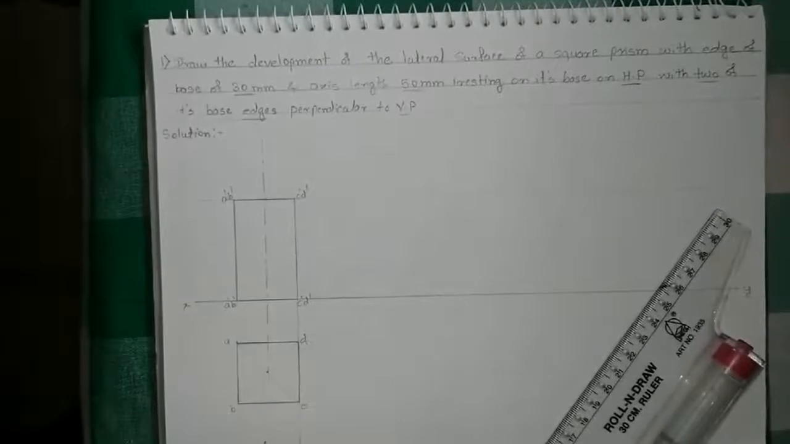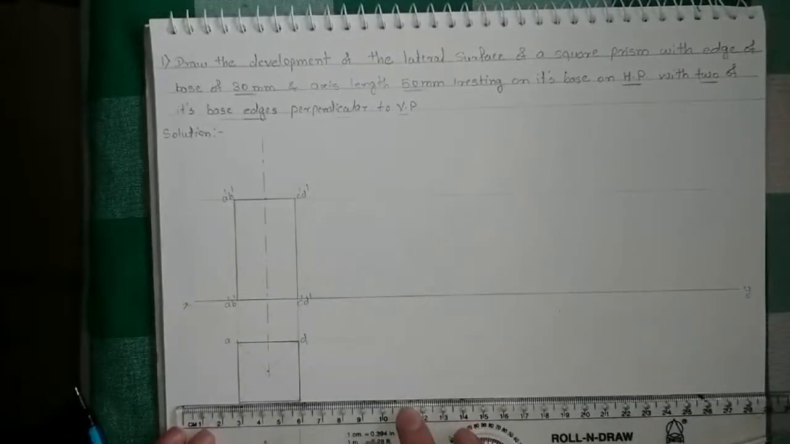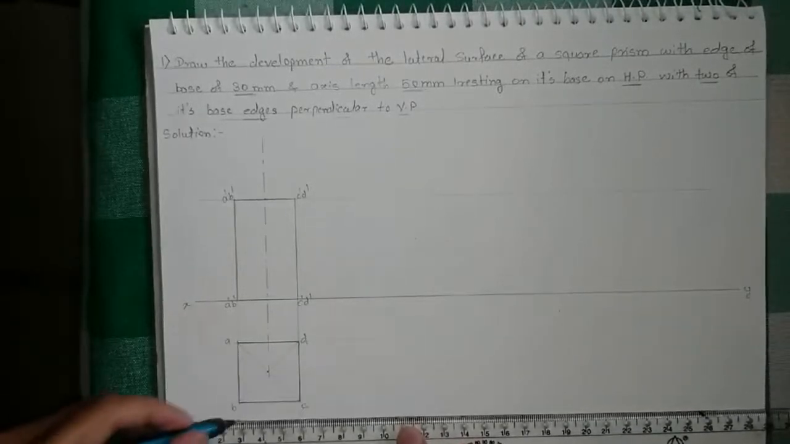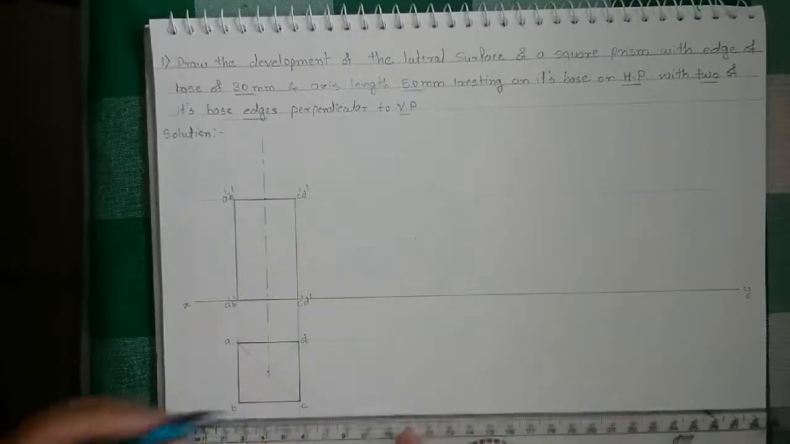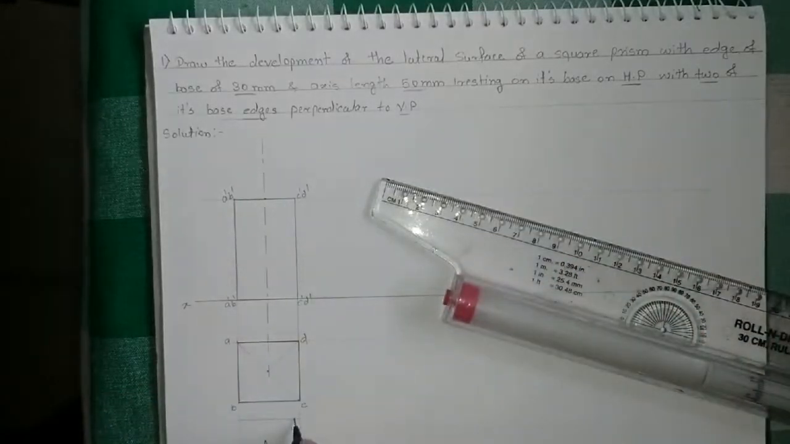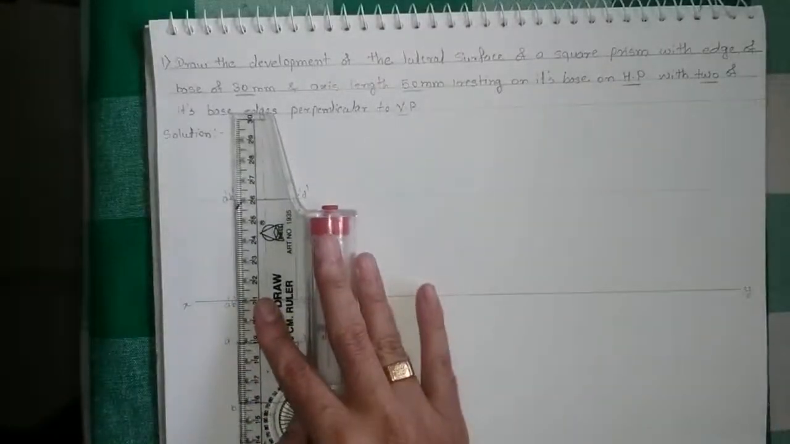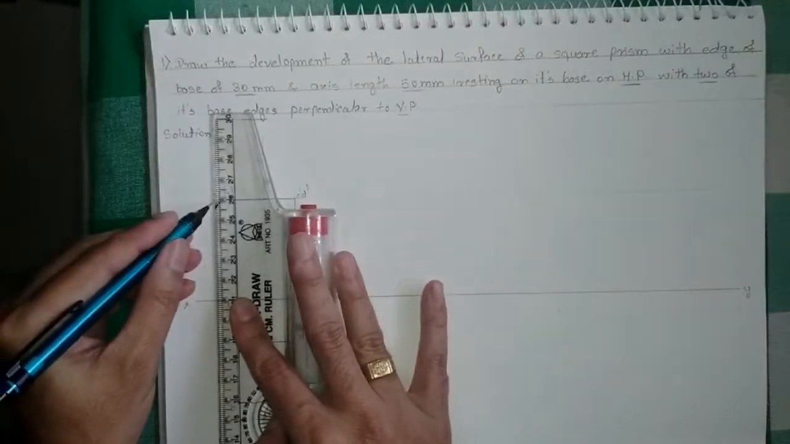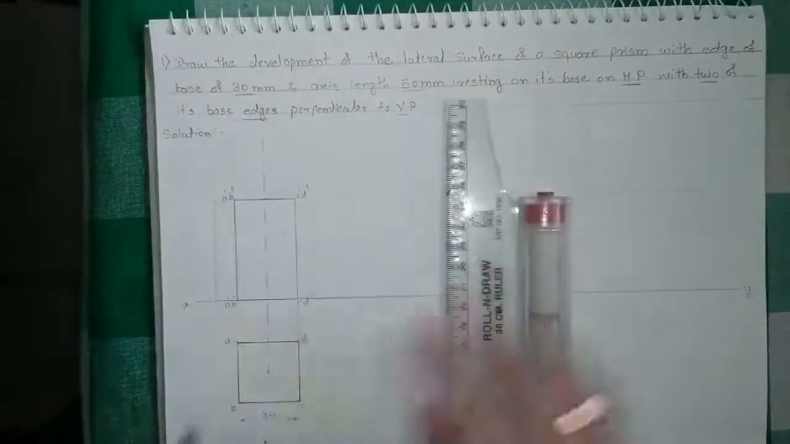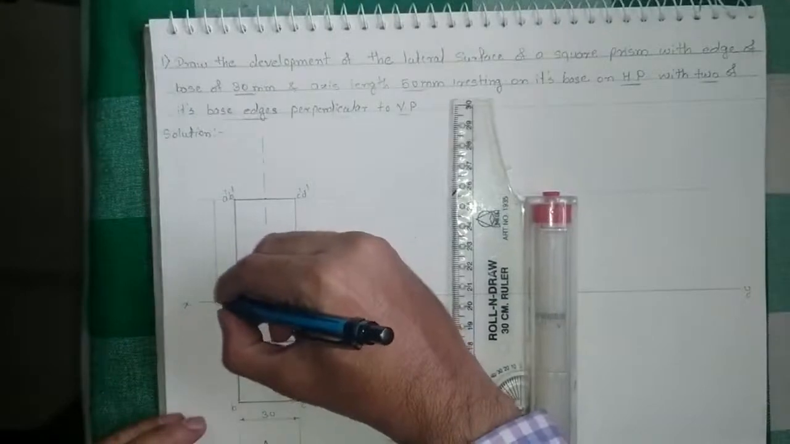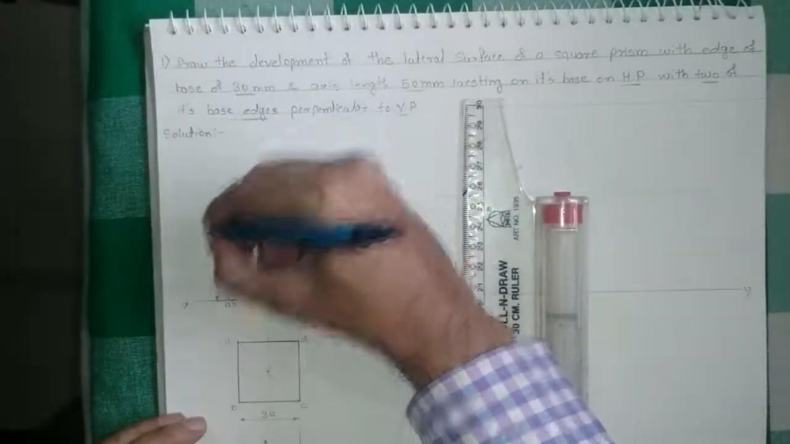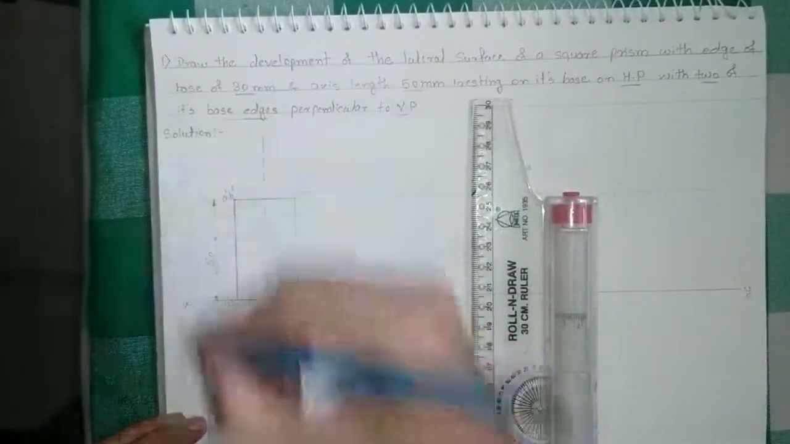Now continue. Dimensions are necessary, so draw a horizontal line with small arrows. The square prism base edge is 30 mm and the axis height is 50 mm. The axis height is given over here. This is the axis height, 50 mm.